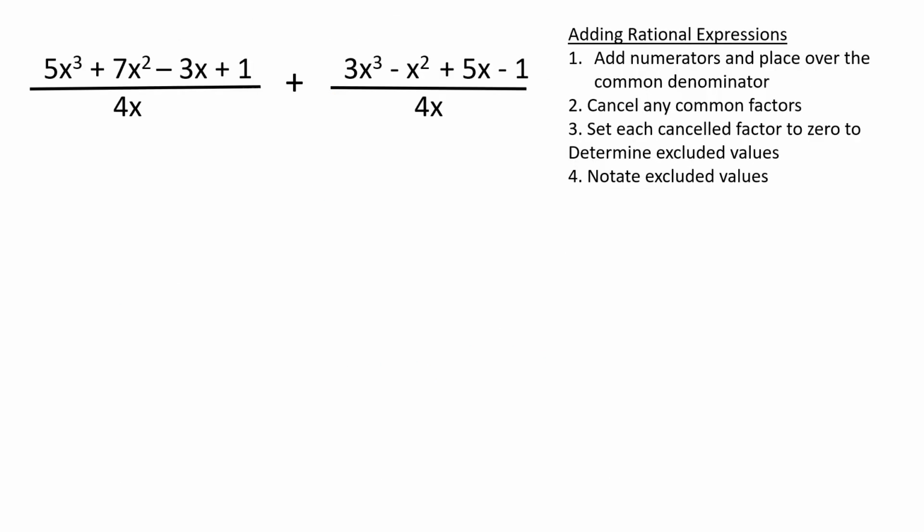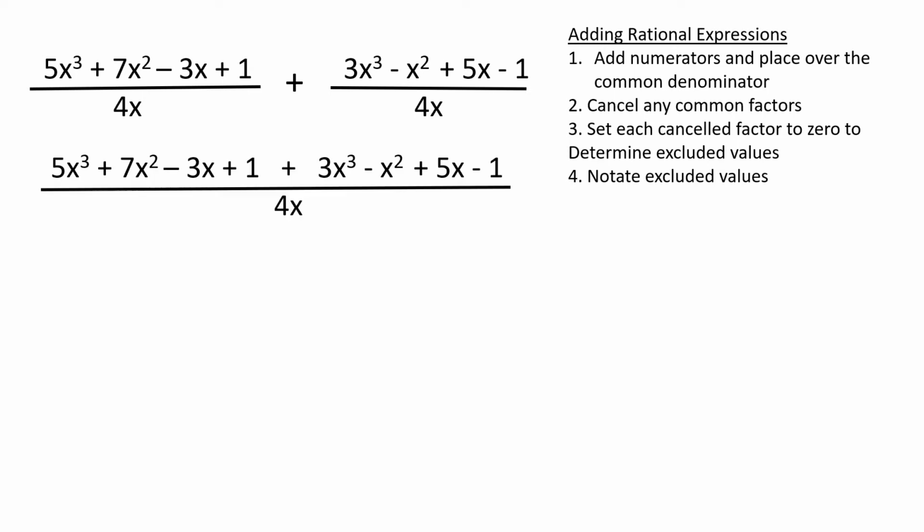Let's do another example. Here we have a long polynomial divided by 4x plus another long polynomial divided by 4x. So we still have the common denominators being added. So we're going to do that first step. We're just going to combine everything and put it all on top of the common denominator.